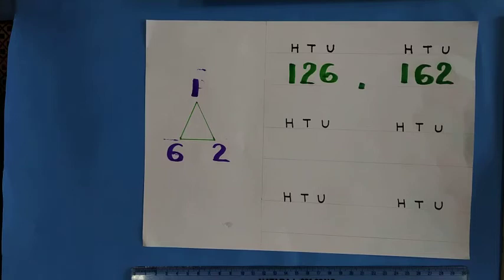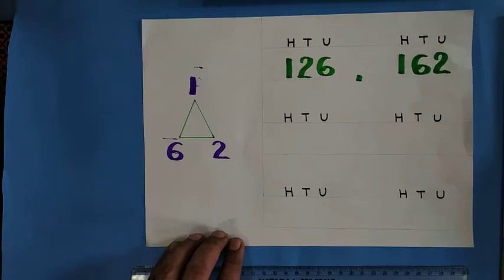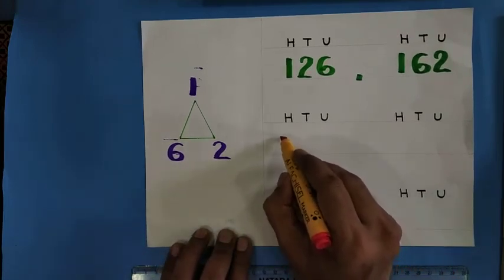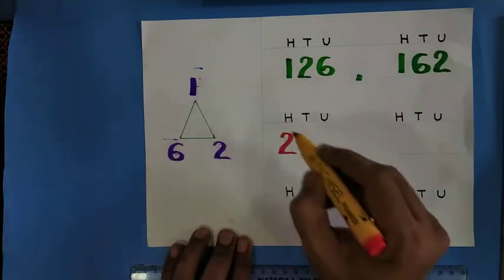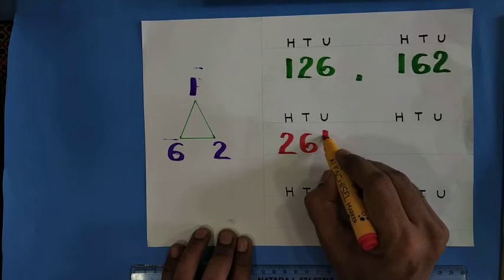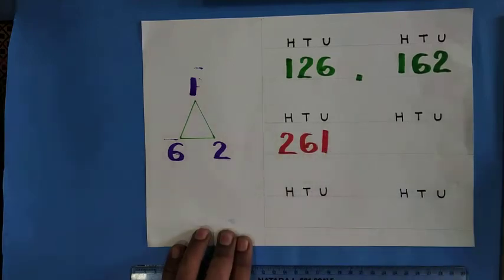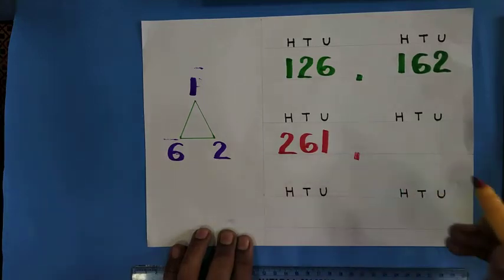Now we will take the 2 at the 100 place. Clockwise: 2, then 6 at the tens place, then 1 at the unit place. So this is a 3-digit number, 261. Put the comma if you want to.